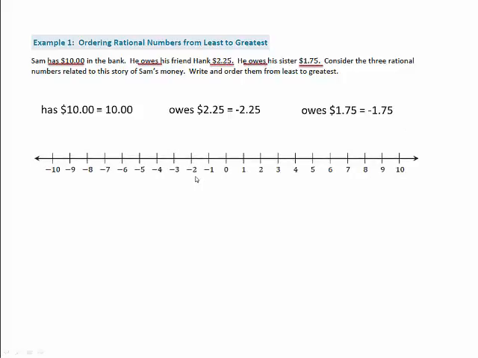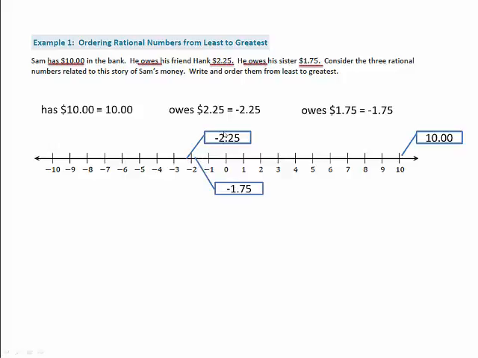If we stick them on a number line here, $10 is over here to the right. Negative 2 and 25 hundredths. Here's our negative 2. Now, on the left side of negative 2 is where we put more negatives. So negative 2 and 25 hundredths is right about there, a quarter of the way between negative 2 and negative 3. A negative 1 and 75 hundredths, here's negative 1, and a negative 75 hundredths puts it about a quarter of the way to the right of negative 2, or 3 quarters of the way to the left of negative 1. That's the tricky part about these, is figuring out where the decimal portions go.